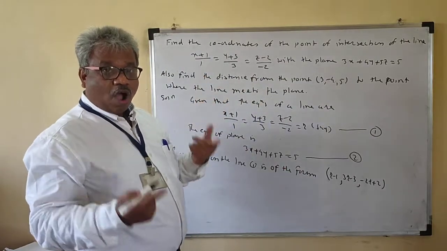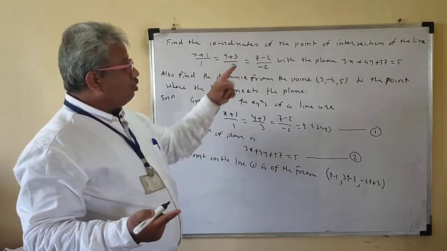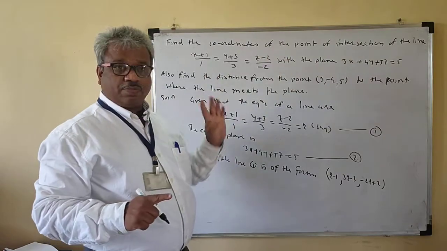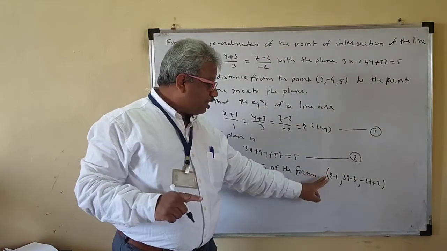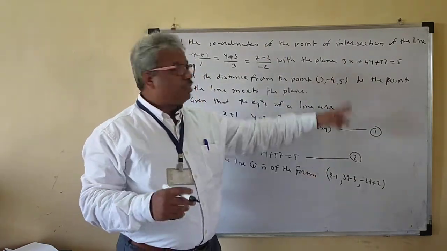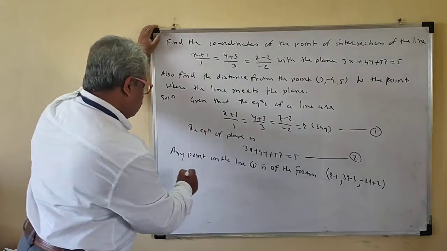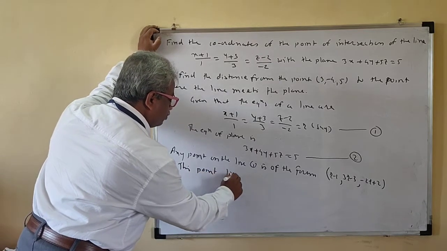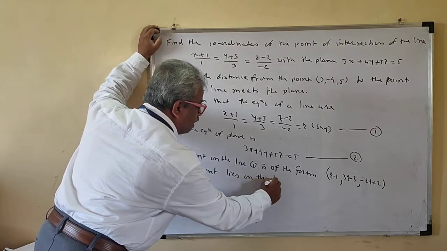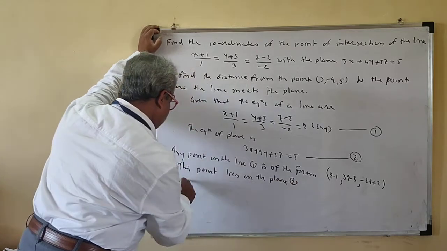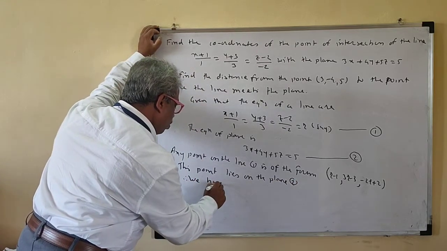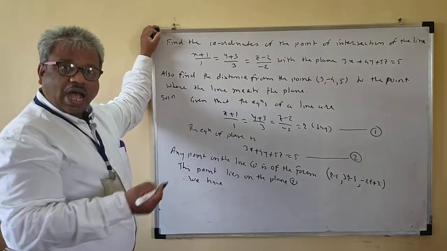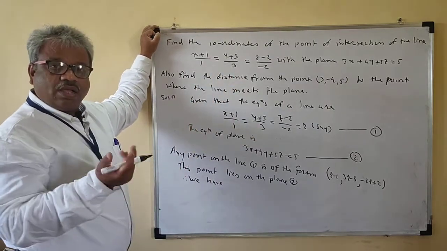So what do we want? A common point. We want to find the point of intersection, which means a point which lies on the line and lies on the plane. So this is the general point, and it must satisfy the equation of the plane 2. So we put this point in the plane so that we get a particular value of r, and we get a particular point.